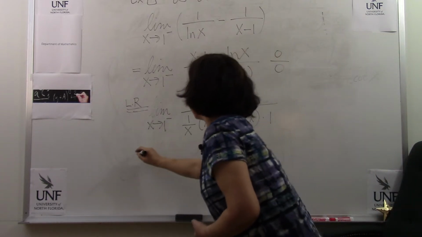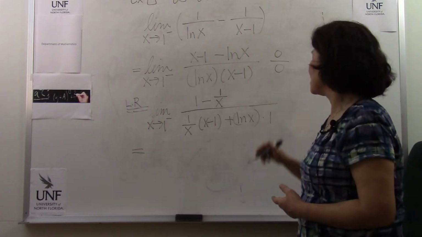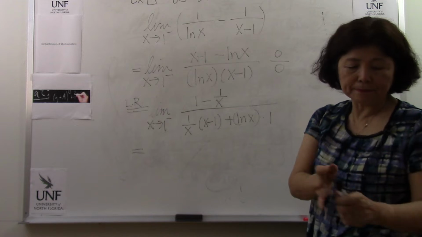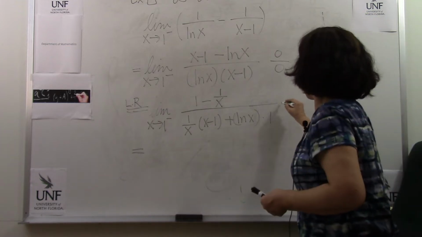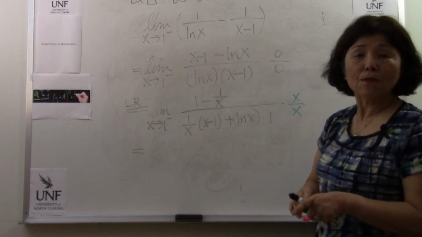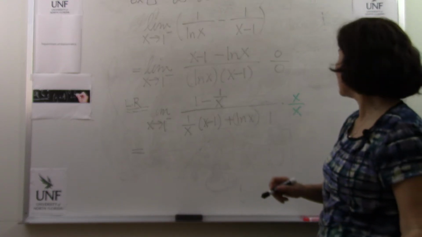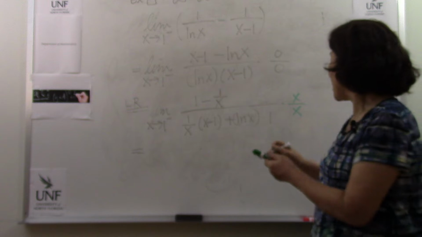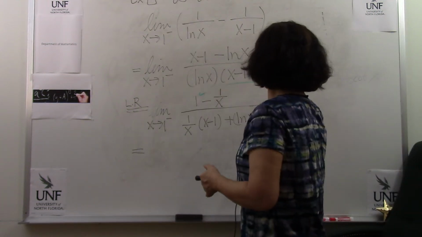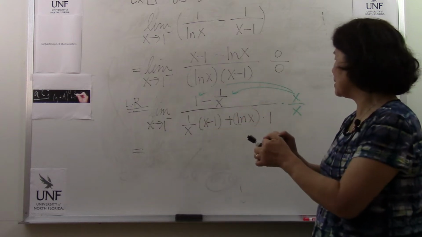We have a complex fraction over here. So how do we overcome this one very quickly? We are going to multiply top and bottom by x. So x over x in short. Multiply by x over x. By doing this, this one is x. By doing this, this one is going to be just 1.